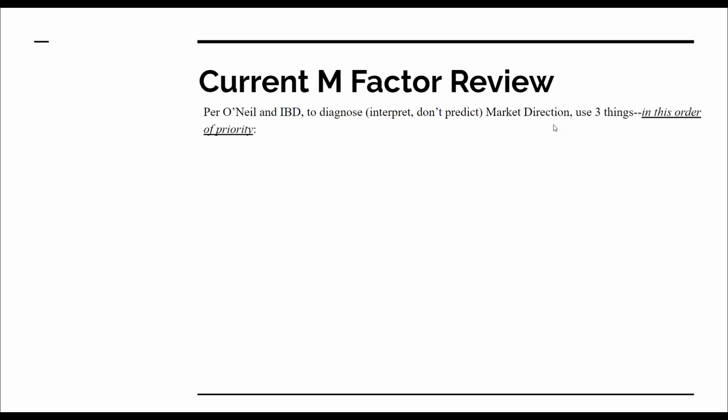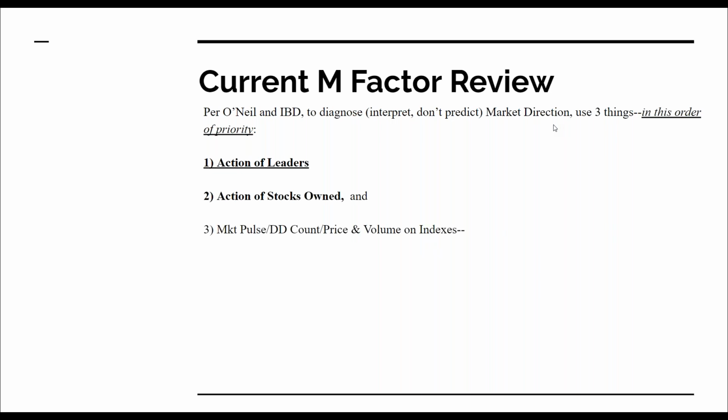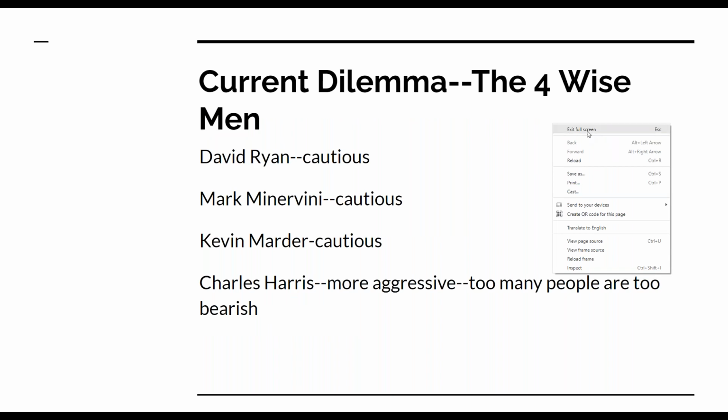So as always, we want to interpret it. We don't want to predict, and we use three things in this order of importance: action of leading stocks, actions of stocks we own, which we use the group teaching portfolio for discussing that, and market pulse, distribution day count, price and volume on the indexes. So let's go over to Market Smith, as well as my coloring book and the group teaching portfolio.